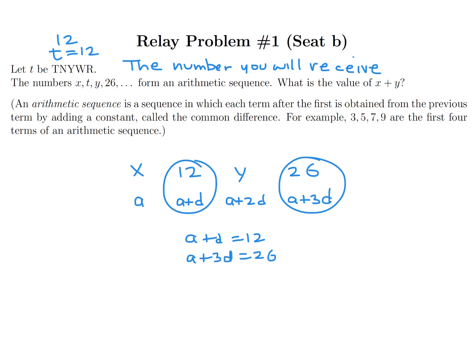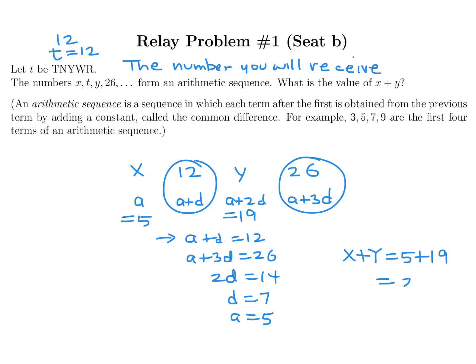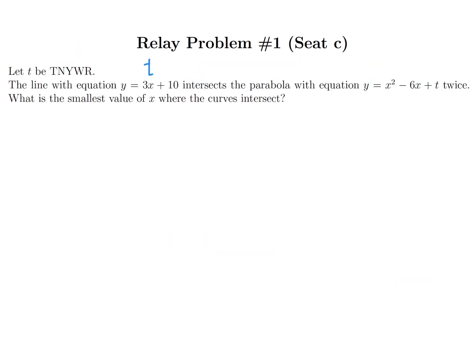So we can solve this. Just subtract them. We'll get 2d is 14, and then therefore d is 7. Sub it back into here, and you get a is 5. So therefore this is 5, and a plus 2d would be 5 plus 14, which is 19. So therefore x plus y is 5 plus 19, which is 24. So this guy now is 24. Remember, that's the answer to the previous question, the number you will receive.